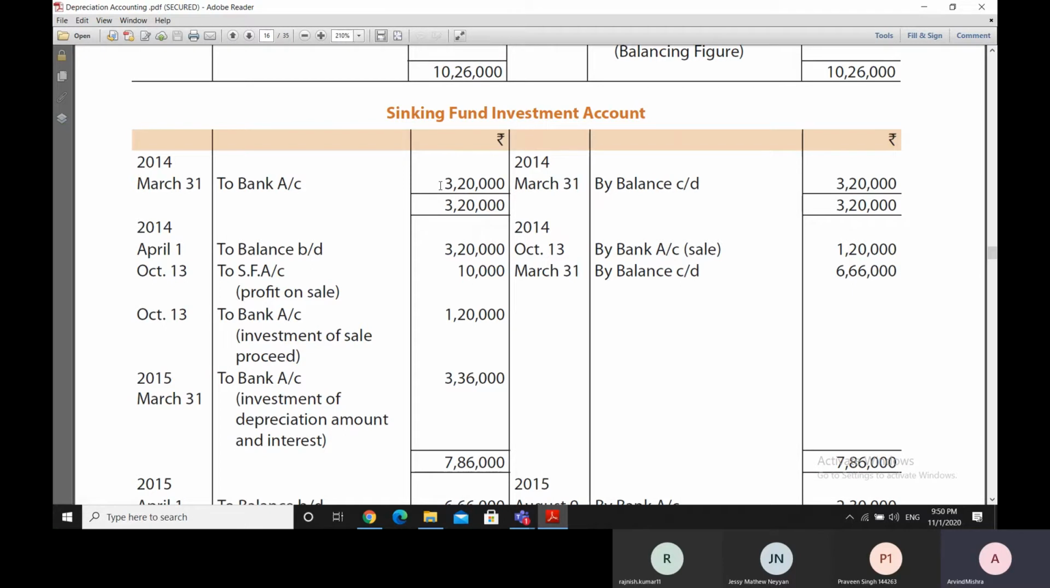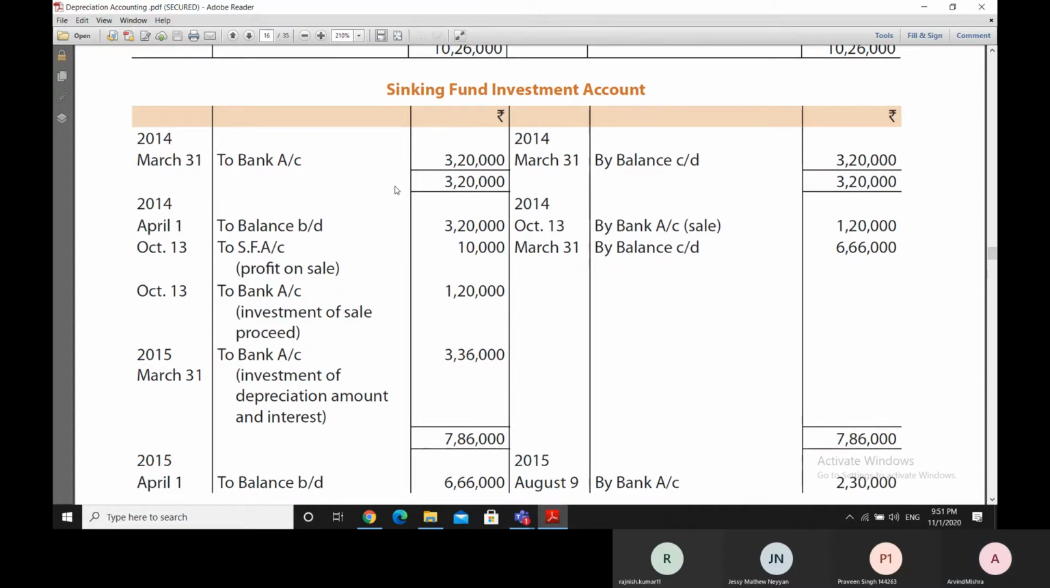Now the sinking fund account, we mentioned, is on the liability side of the balance sheet, and the sinking fund investment account is on the asset side of the balance sheet. So we are debiting the sinking fund investment account and crediting the bank account with 3,20,000 rupees on 31st March of 2014. Then this amount is carried forward to the 1st of April of 2014.